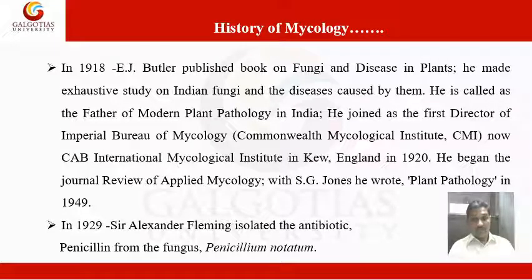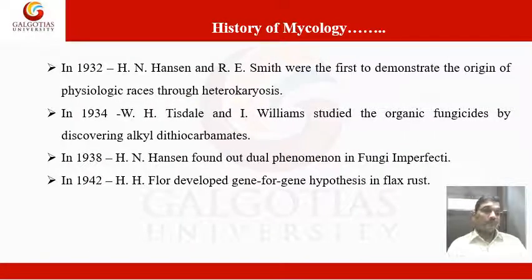Next, in 1929, Sir Alexander Fleming isolated the antibiotic penicillin from the fungus Penicillium notatum. Next, in 1932, H.N. Hansen and R.E. Smith were the first to demonstrate the origin of physiological races through heterokaryosis.